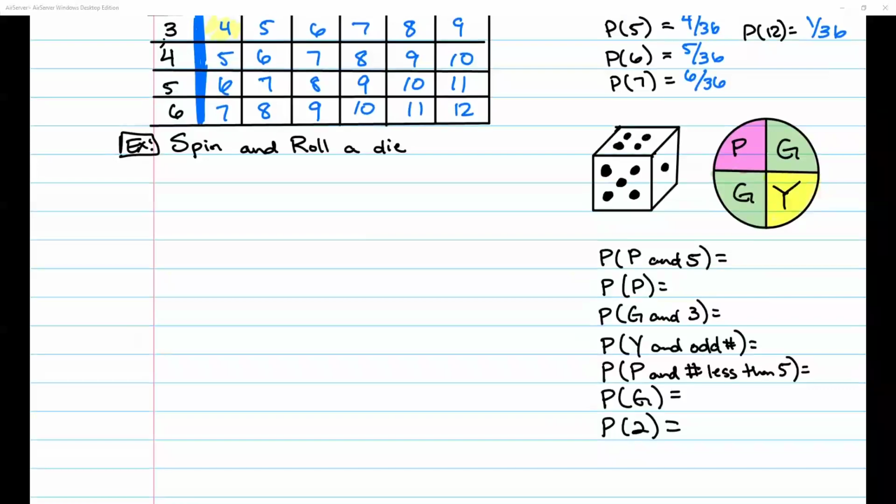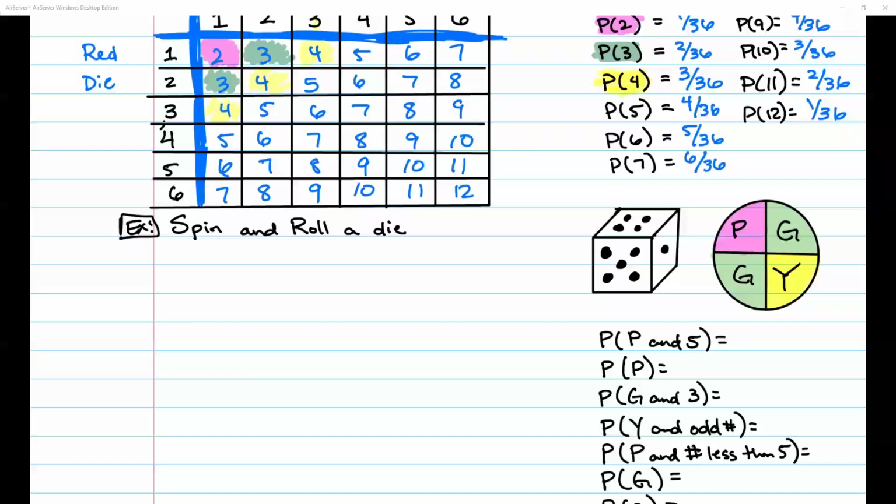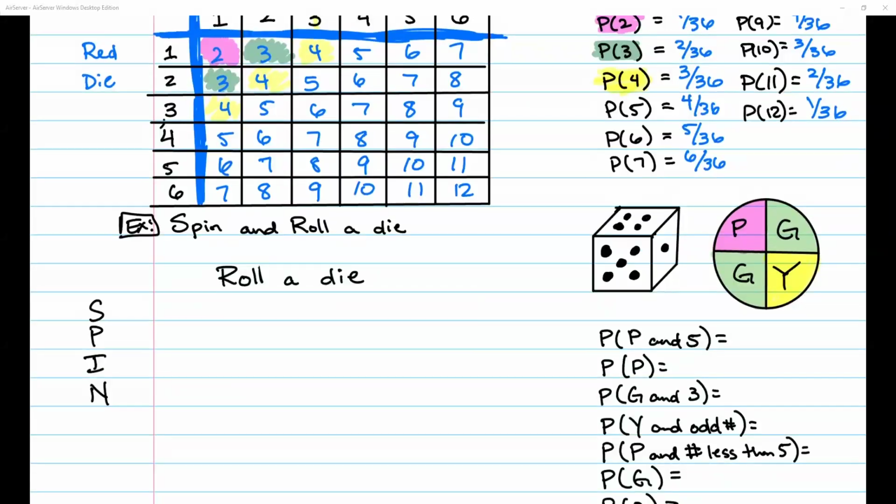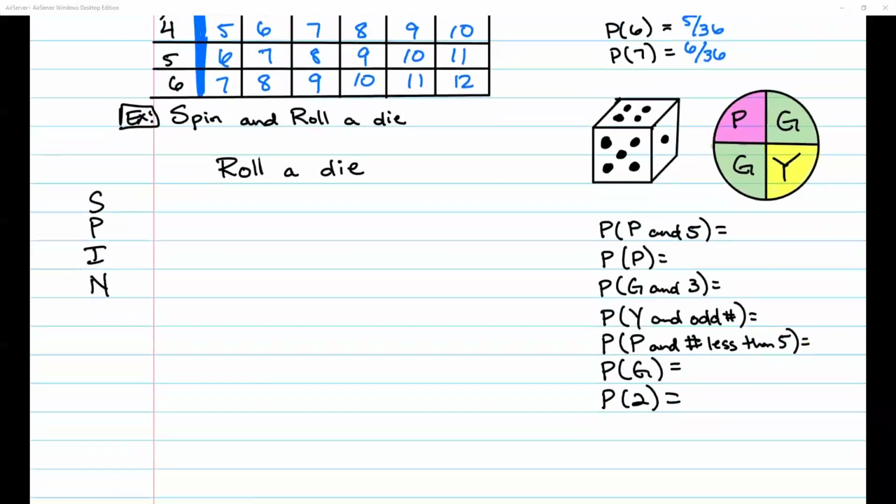We're going to do a probability table where we are going to spin the spinner and roll a die. I'm going to do a table just like last time, a little bit faster this time. I'm going to roll a die, and I'm going to spin the spinner. Just like last time, we're going to make this table kind of big.